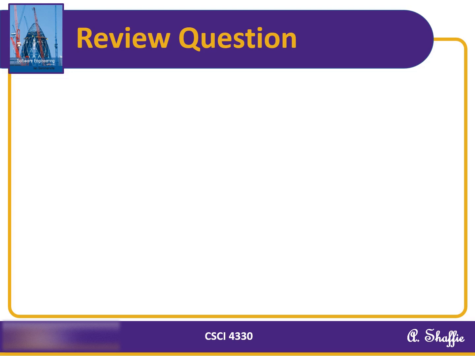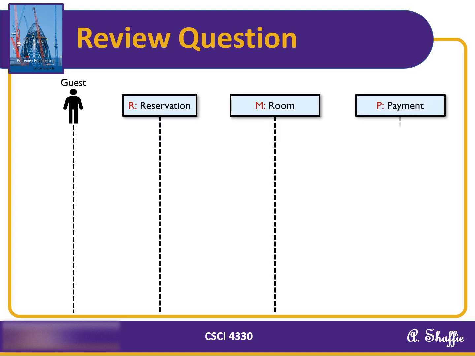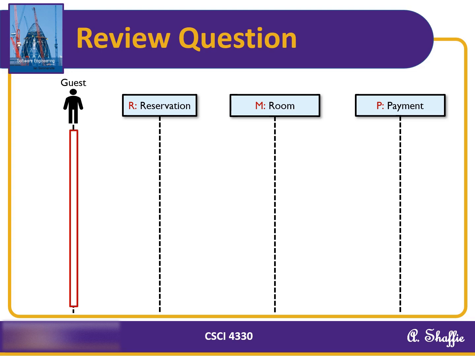Let's draw a sequence diagram to illustrate how interactions occur within the booking process. Let's look at the actors and objects involved at the top. We have the guest, the reservation object, the room object, and the payment object. Each of these has a lifeline represented by a rectangle above the dotted line, which shows their duration of interaction in the process.